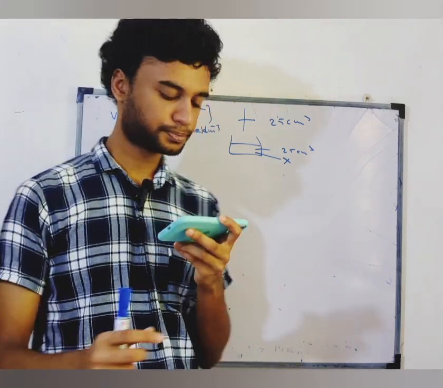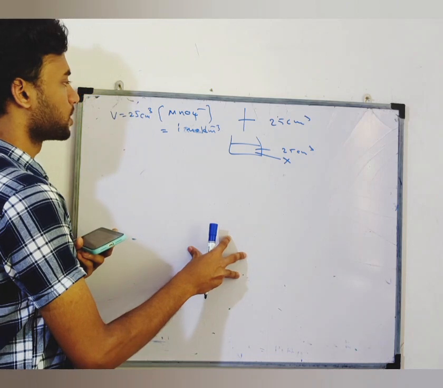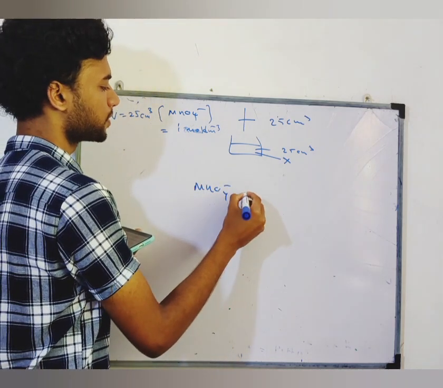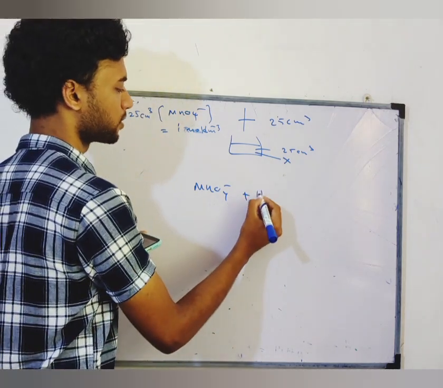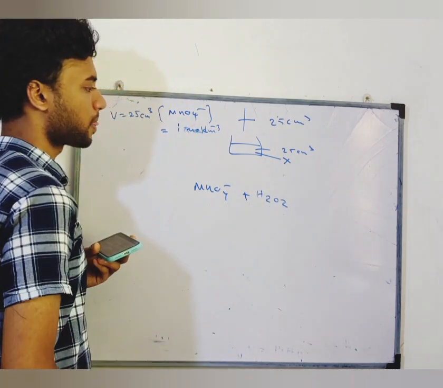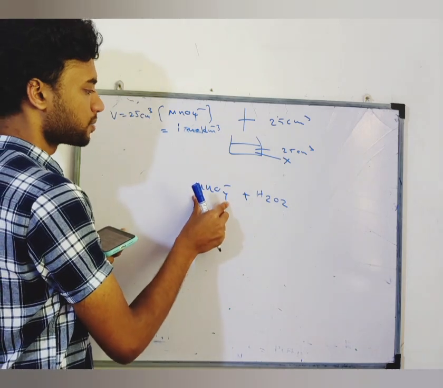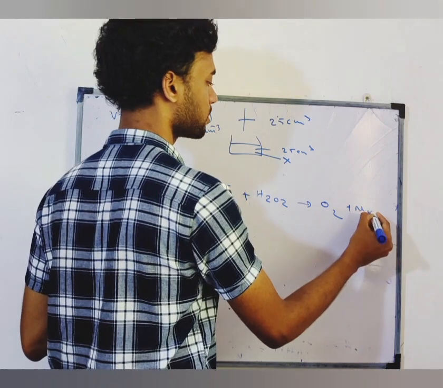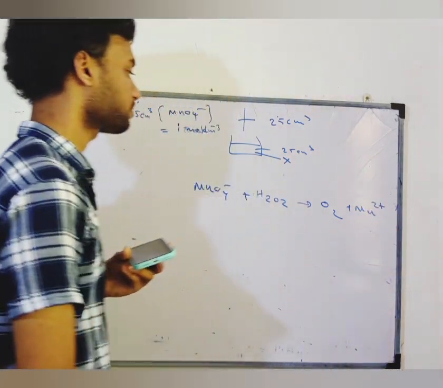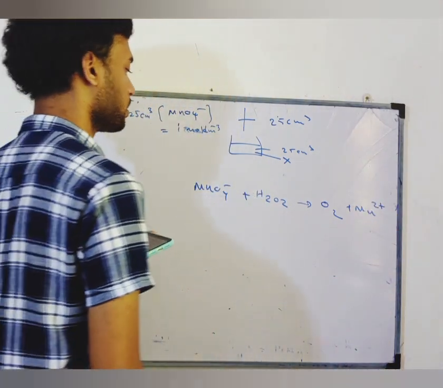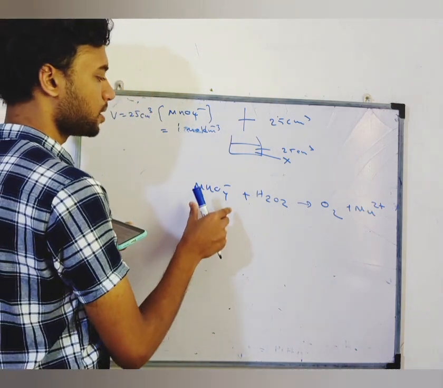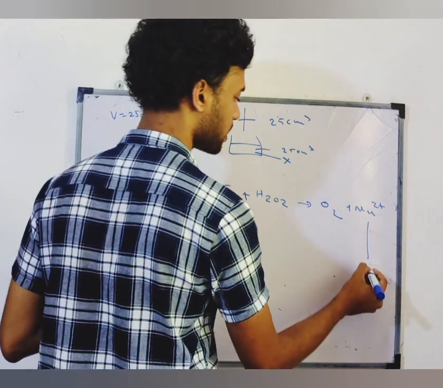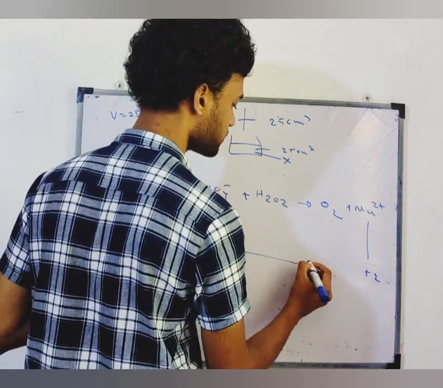Now listen. Let's consider the reaction of MnO4⁻ aqueous with H2O2 aqueous. What happens? MnO4⁻ plus H2O2, here we get O2 and Mn²⁺. Okay, now see. The oxidation number of manganese here is +7, here it is +2. So the difference in oxidation numbers is 5.